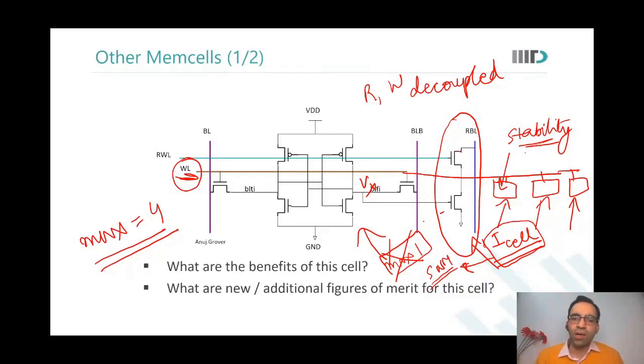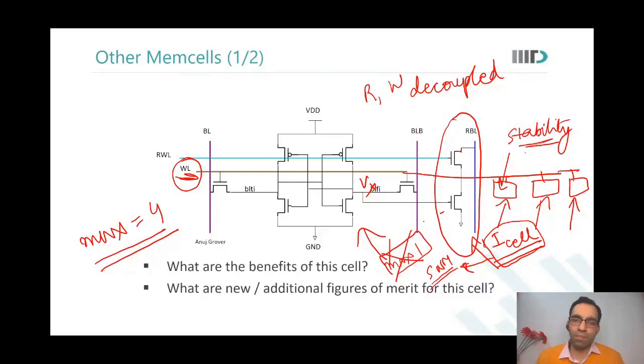Okay. So is there any new figure of merit that is introduced now? We already have cell current, we already have stability, we have write margin. Is there anything else that you would want to consider as a designer? So the mux part? Mux was already there, but it is not a figure of merit of a memory cell. Mux is a feature or characteristic of the memory. Area. Area was a figure of merit even for a 6T cell. That is not a new figure of merit here.